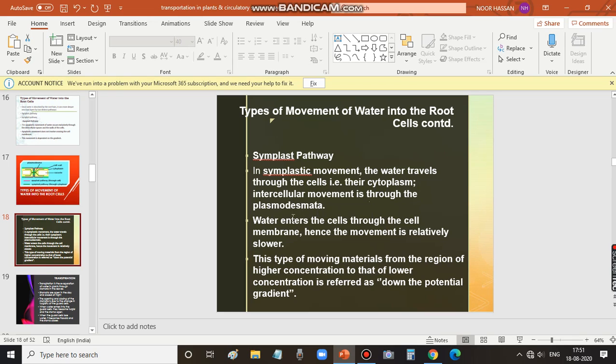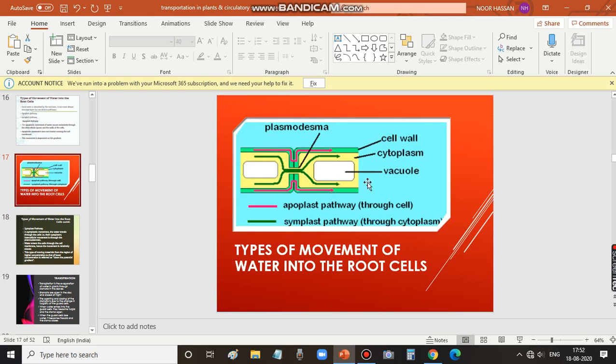Intercellular movement is through the plasmodesmata. That is how this movement is possible. Plasmodesmata refers to the cytoplasmic thread. Going back to the diagram, this is actually called the cytoplasmic strand. It's a thread or cytoplasmic strand through which water moves.